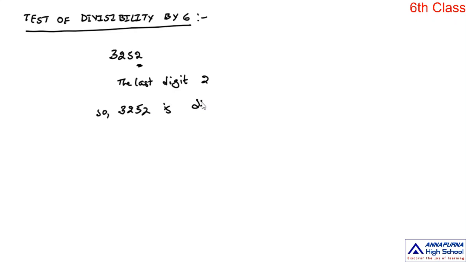3252 is divisible by 2. Next we check divisibility by 3. How do we check divisibility by 3? First we find the sum of the digits in the given number. If the sum of the digits is divisible by 3, the given number is divisible by 3. Otherwise, not divisible by 3.